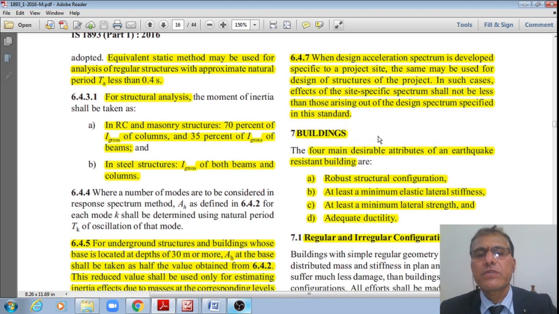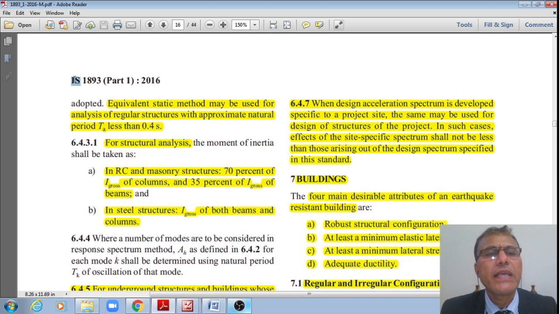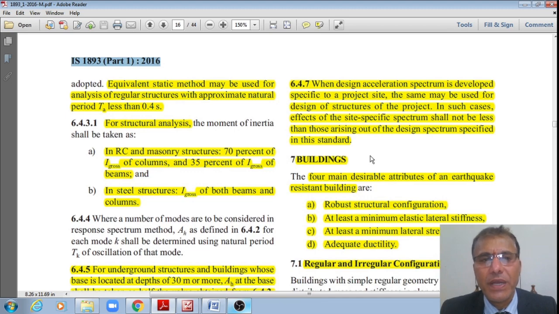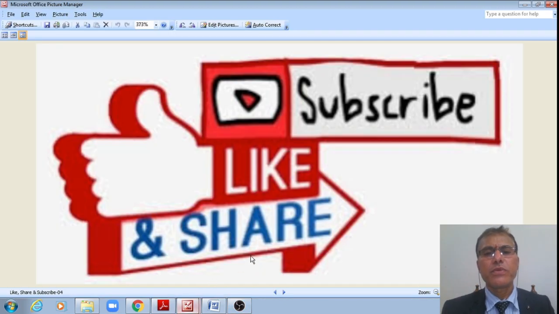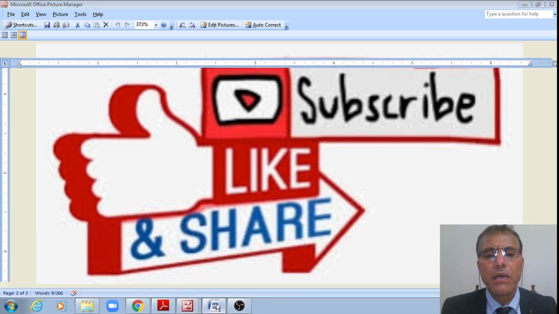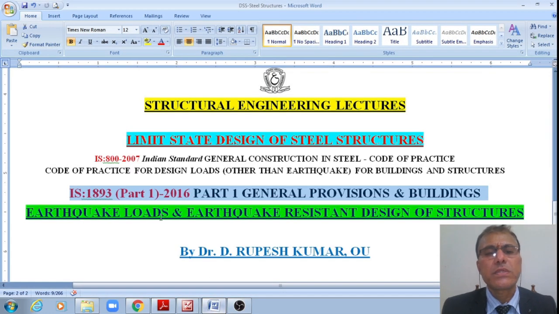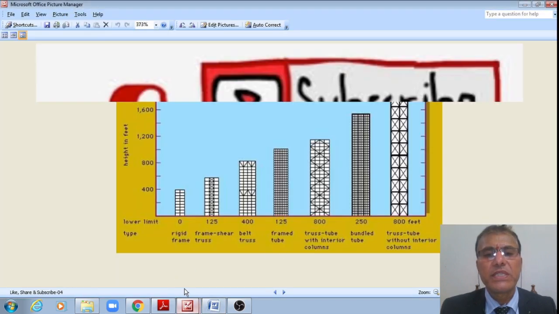Now, next one. I hope, friends, you are understanding these discussions. We are in IS 1893 Part 1 2016, the latest earthquake code. I hope, students, you understood the discussions we had in today's class on earthquakes, earthquake loads and earthquake resistant design of structures conforming to IS 1893 Part 1 2016. Part 1 deals with the general provisions and buildings. I hope you understood this discussion.